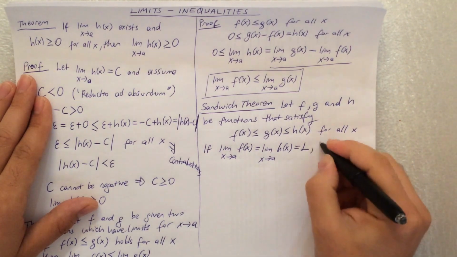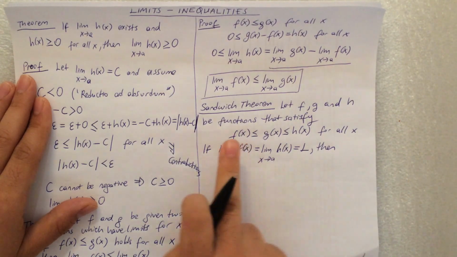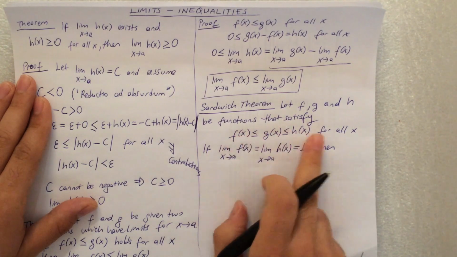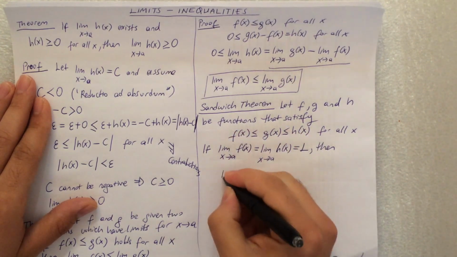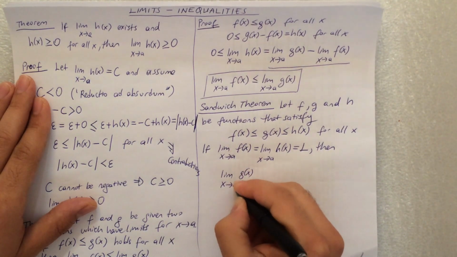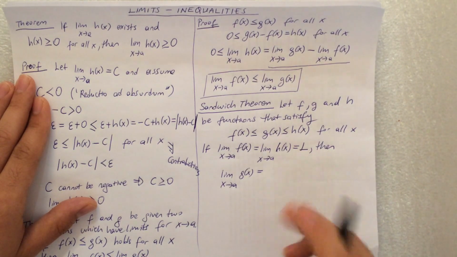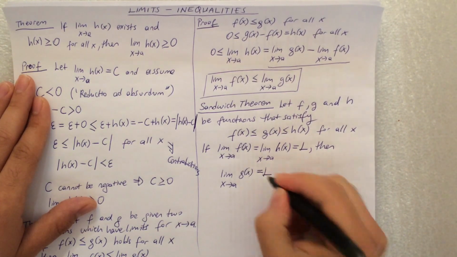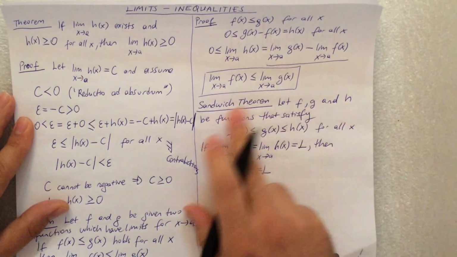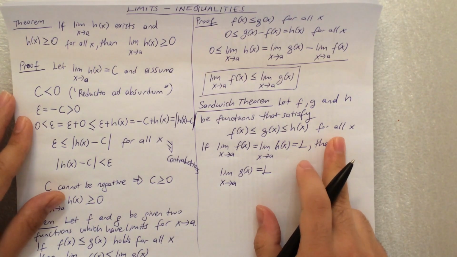then if we know the limit of this and we know the limit of this, and they are both equal to each other, then we can say that the limit of g(x) as x goes to a is equal to the same thing, L. This theorem actually looks very intuitive, but it's very powerful.